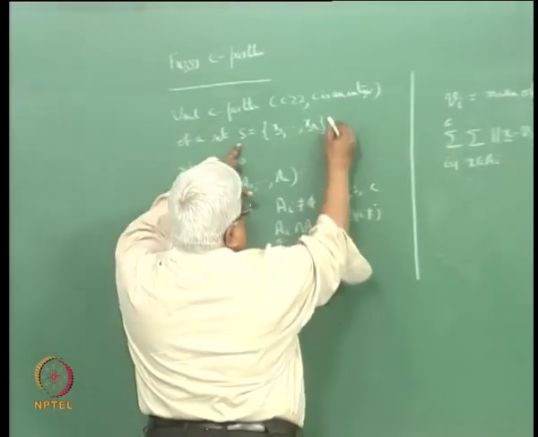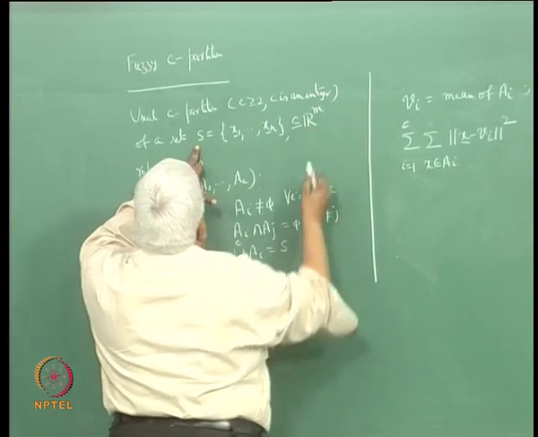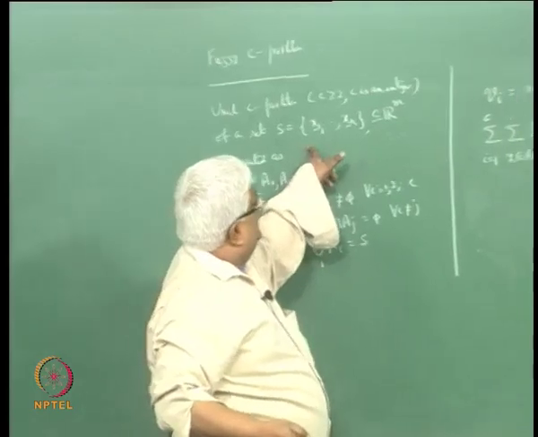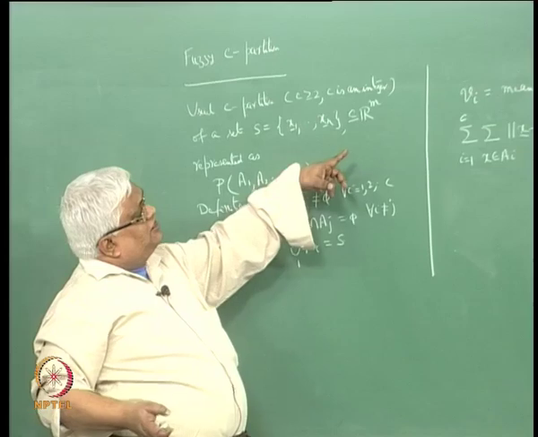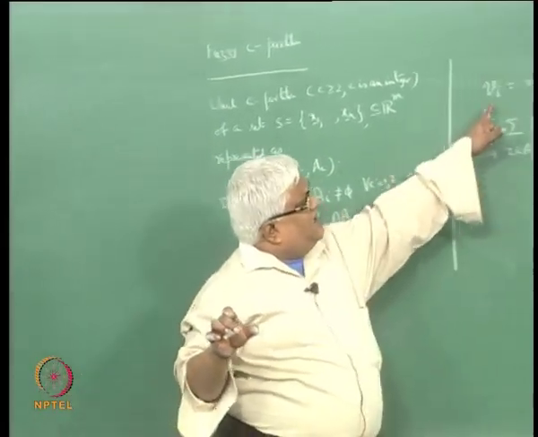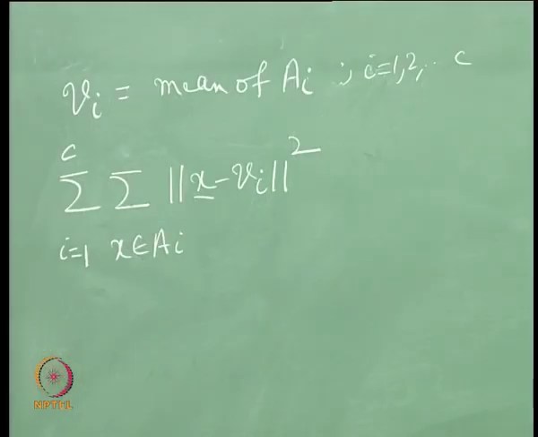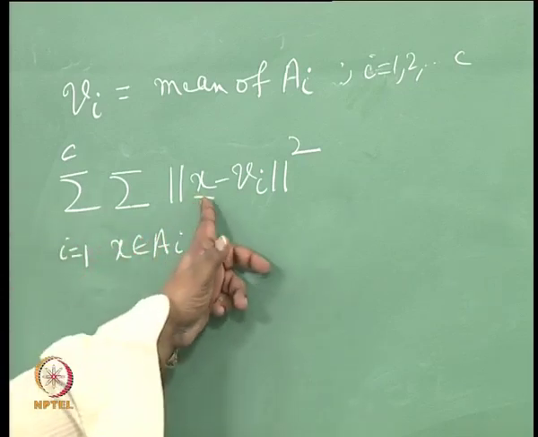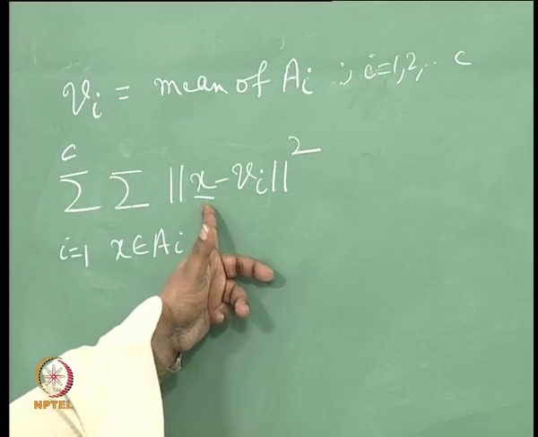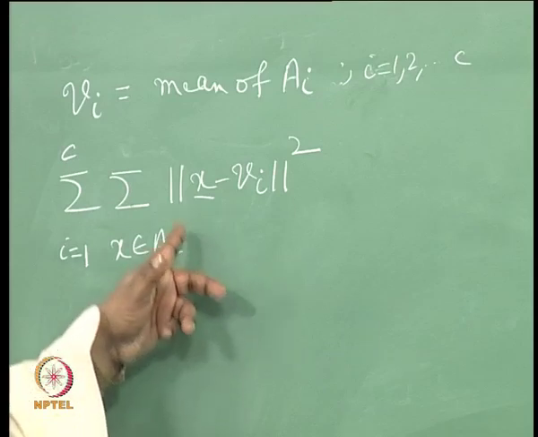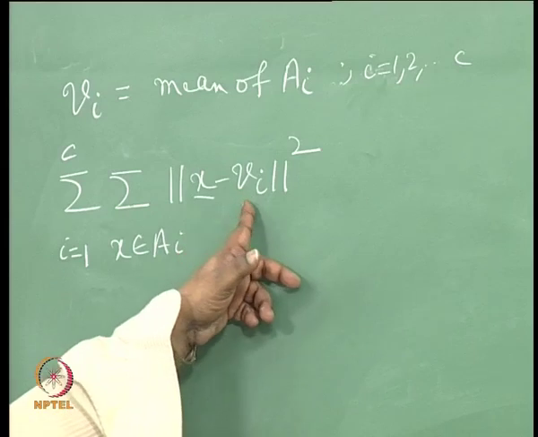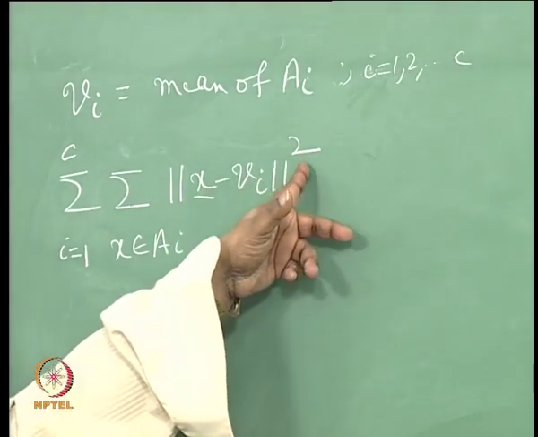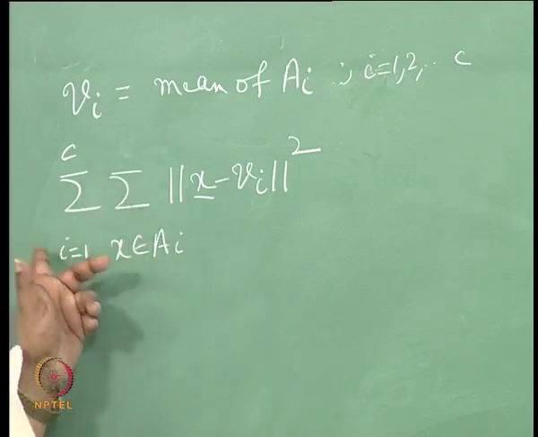Suppose we have this set S and this set S is a subset of m dimensional Euclidean space. Then we can talk about the mean of Ai, the sum of all the points in Ai divided by the number of points in Ai. Then this is the objective function. What is this objective function? For each point x, we look at which cluster it belongs to. It belongs to the cluster say Ai, then for that point x you look at the mean of that cluster, the mean is Vi, find the distance between x and this Vi and then take the square of the distance. You do that for every x in Ai and i equal to 1 to c.